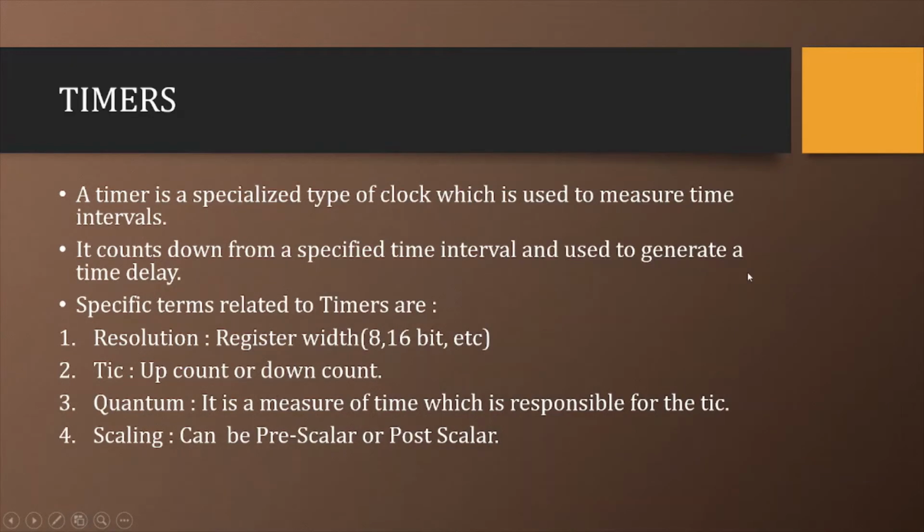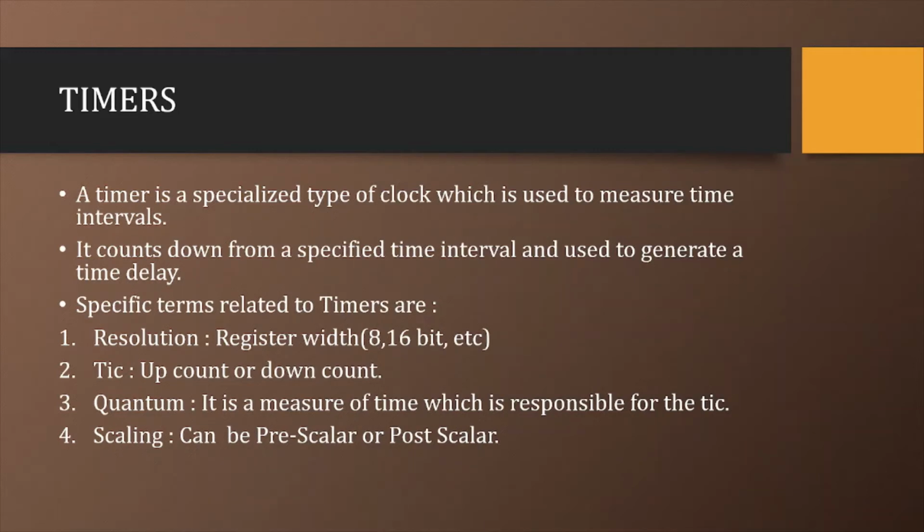One of the major peripherals of this project is timers. A timer is a specialized type of clock which is used to measure time intervals. It counts down from a specified time interval and is mainly used to generate a time delay. Some specific terms related to timers: resolution refers to register width such as 8-bit, 16-bit, etc. Tick refers to up count or down count. Quantum is a measure of time which is responsible for the tick. Scaling can either be pre-scalar or post-scalar.